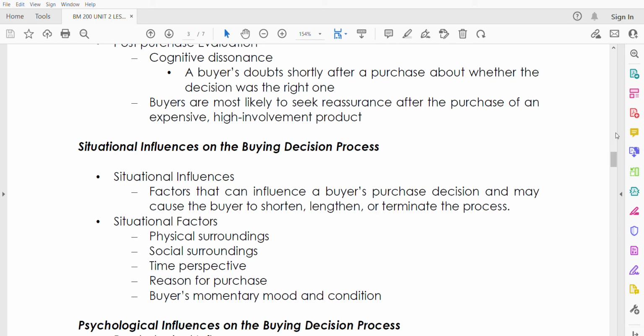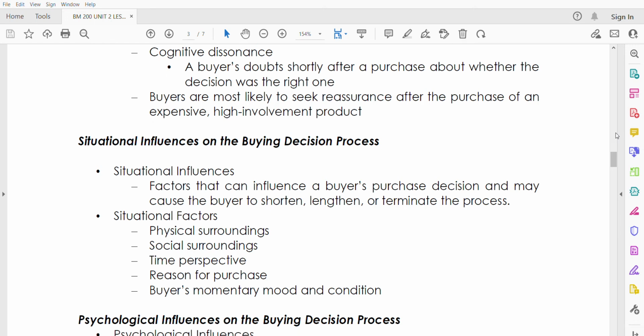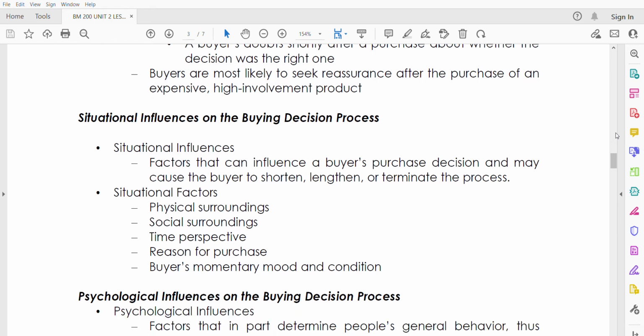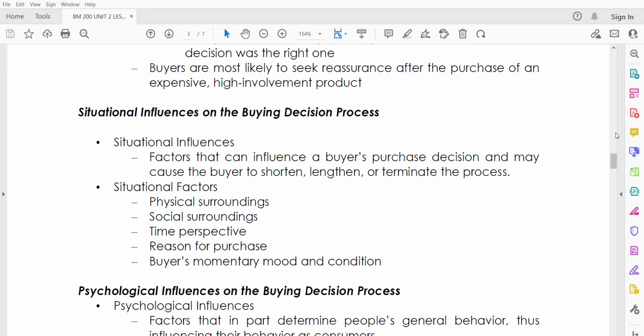Reason for purchase. It could be that the reason changed, so it is no longer necessary, so the buyer will not proceed and the process is terminated. And then the buyer's momentary mood and condition. It could be that today, he feels like buying a dress, and then tomorrow, he no longer feels like buying a dress. That is situational influences. I'm sure you have had those experiences also in buying goods and different products in the market.